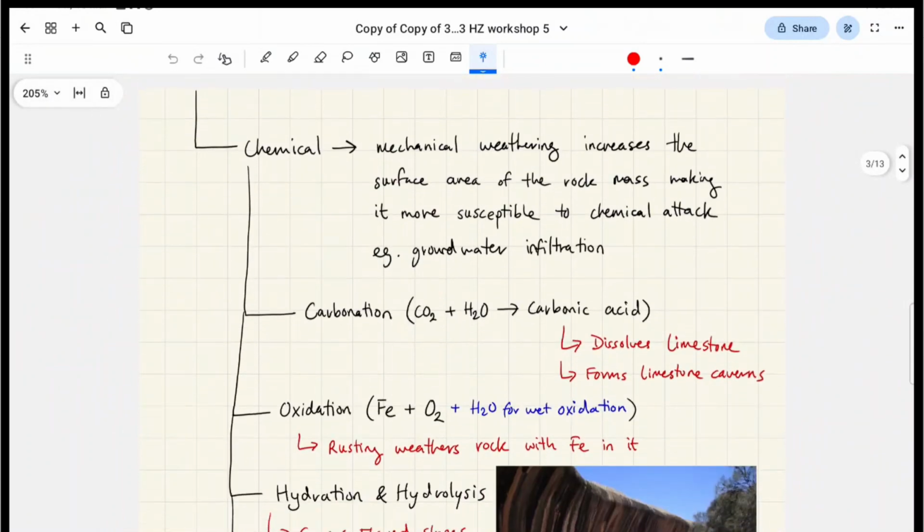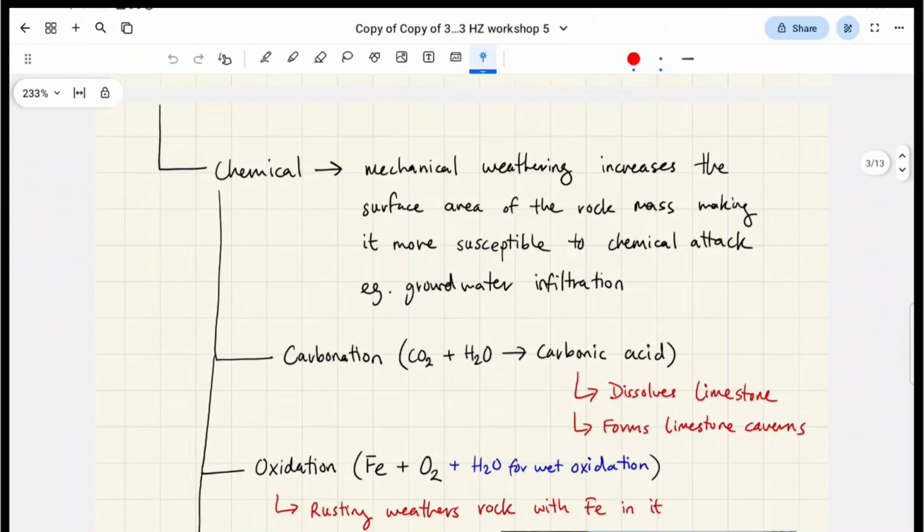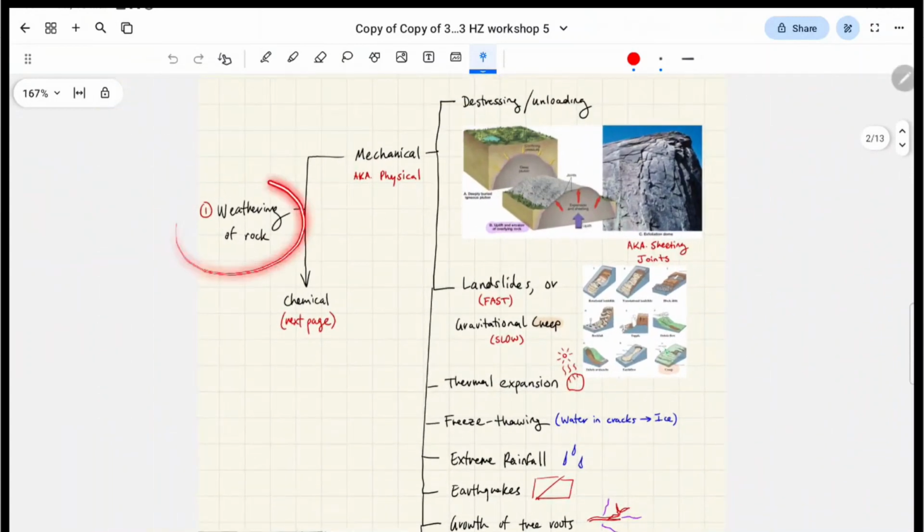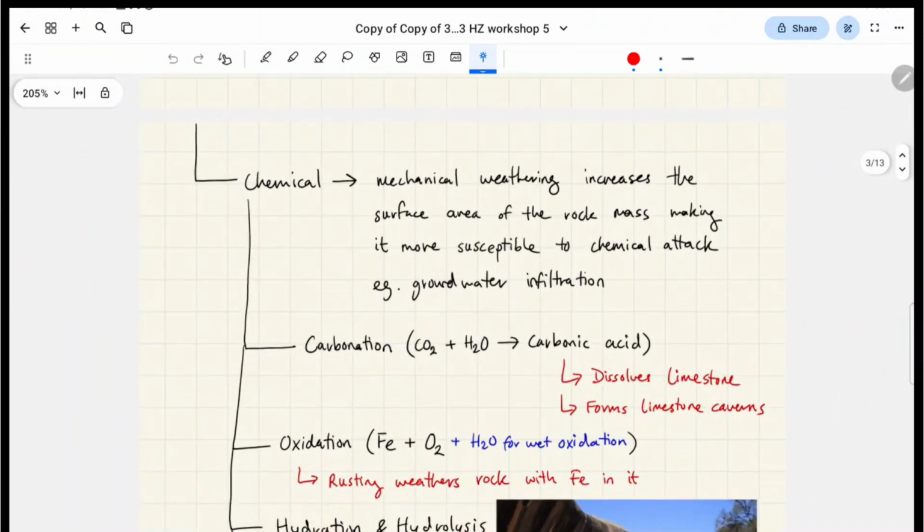Okay. Next, we're going to talk about chemical weathering. So in terms of where we are in this tree diagram, weathering a rock, we're following this path down to the chemical portion. Here at the top, I've just made a little note that chemical weathering generally is accelerated by mechanical weathering.